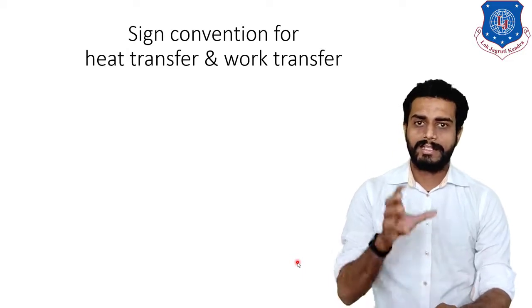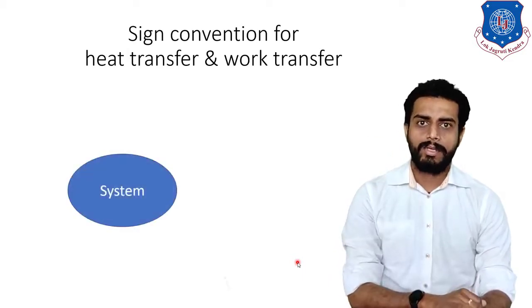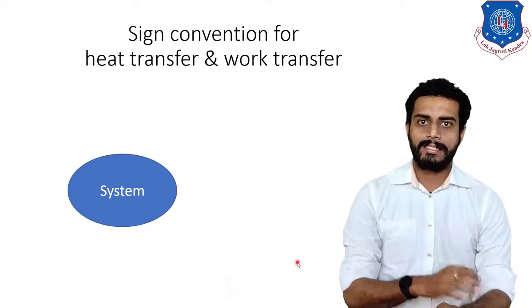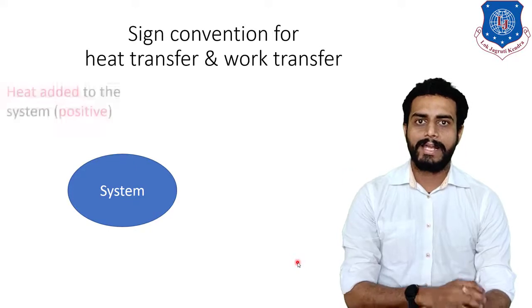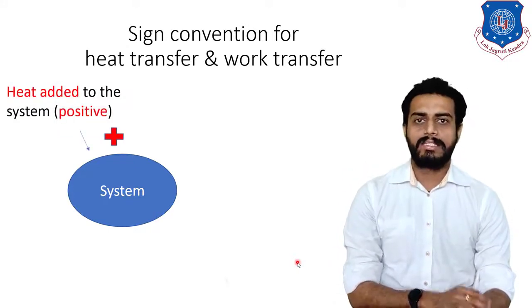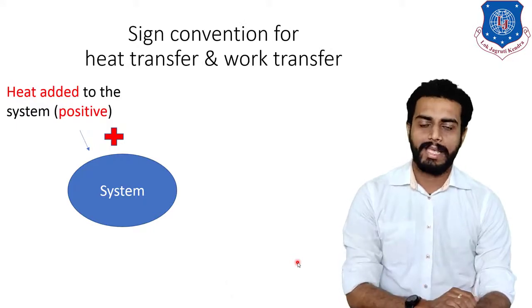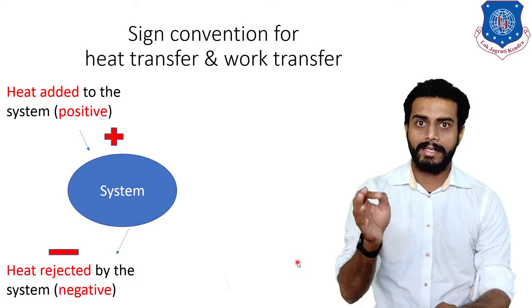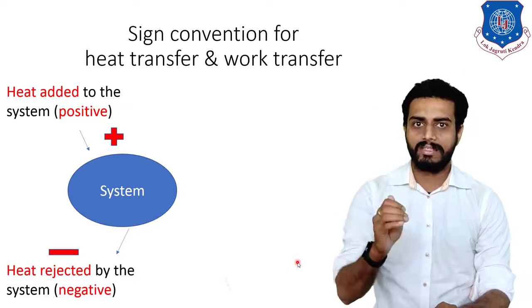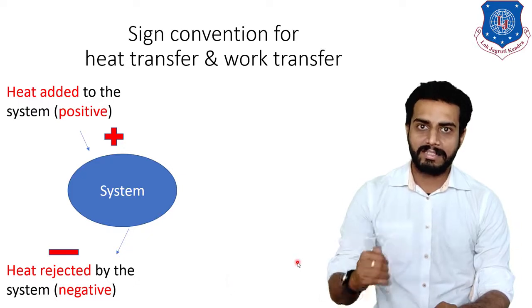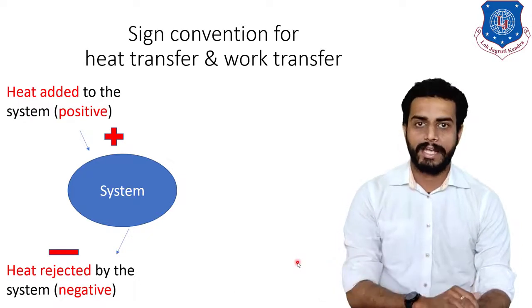So here let us consider a system. Now first we will consider the heat transfer. For this system, if heat is added to the system, then it will be taken as positive, and if the heat is rejected by the system, then it will be taken as negative. Remember students, I am repeating again, if heat is added to the system, then it will be taken as positive. If it is rejected by the system, then it will be taken as negative.